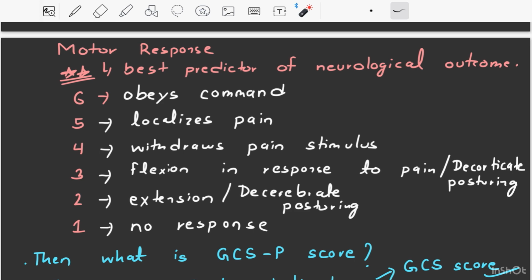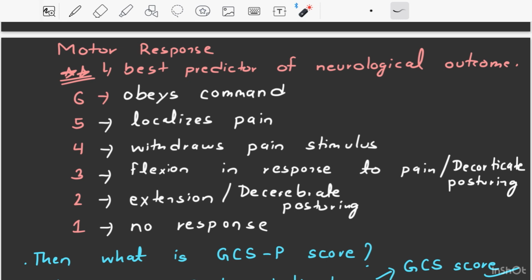The total score, the highest score given to motor response, is 6, and as you have already known, the minimum score is 1. If a patient obeys your command, for example, you tell him to raise his hand, he raises his hand. You tell him to bring out his tongue, and he does so, then you give him a score of 6.